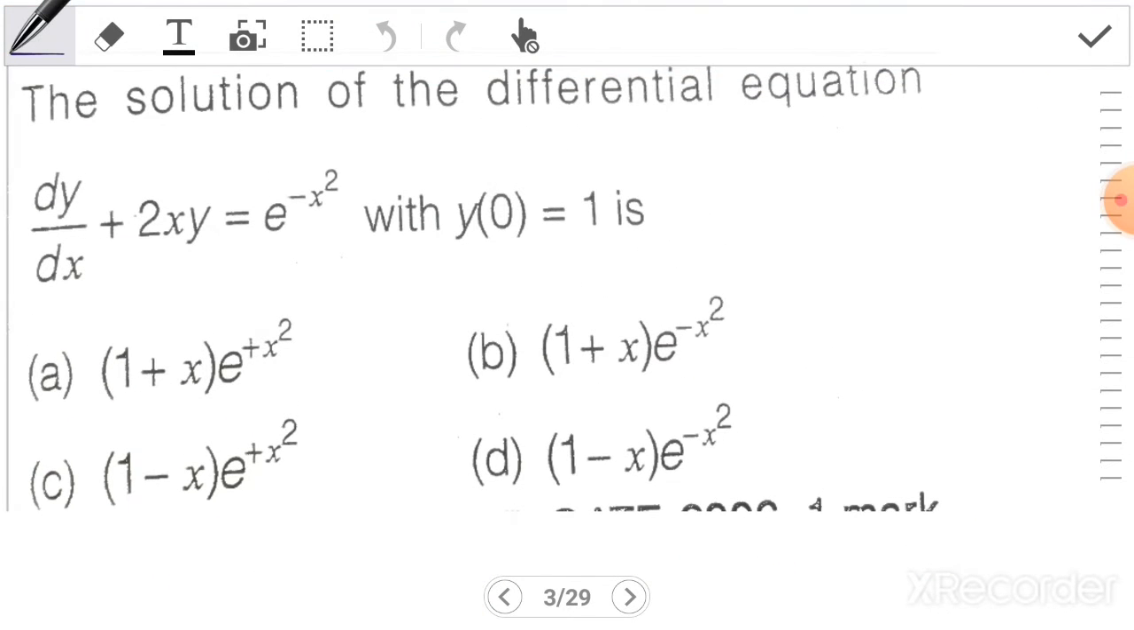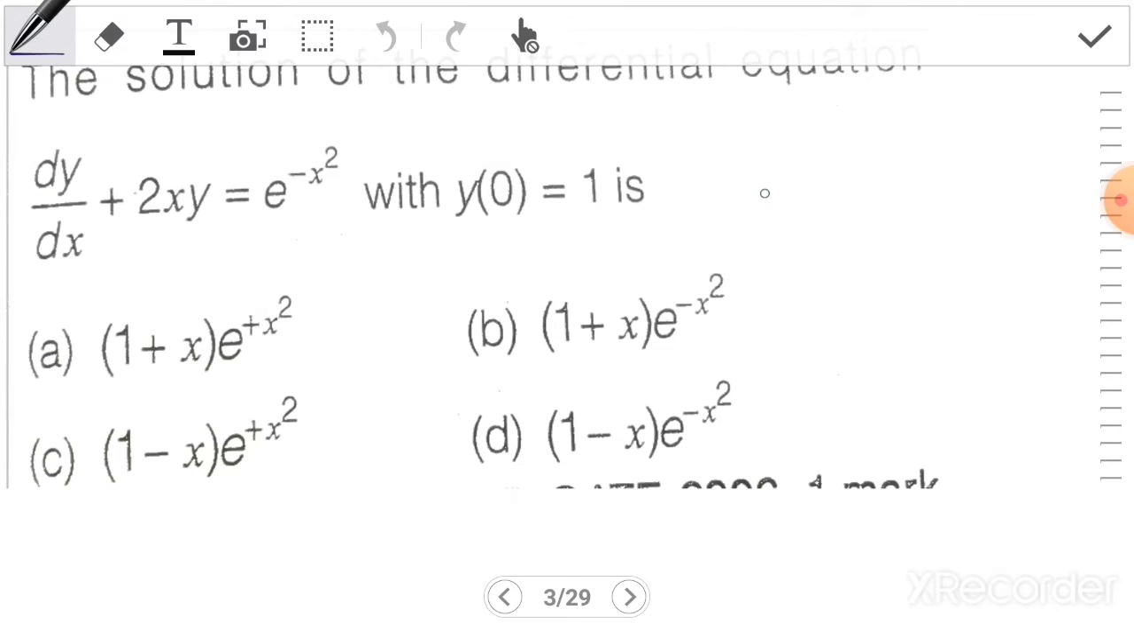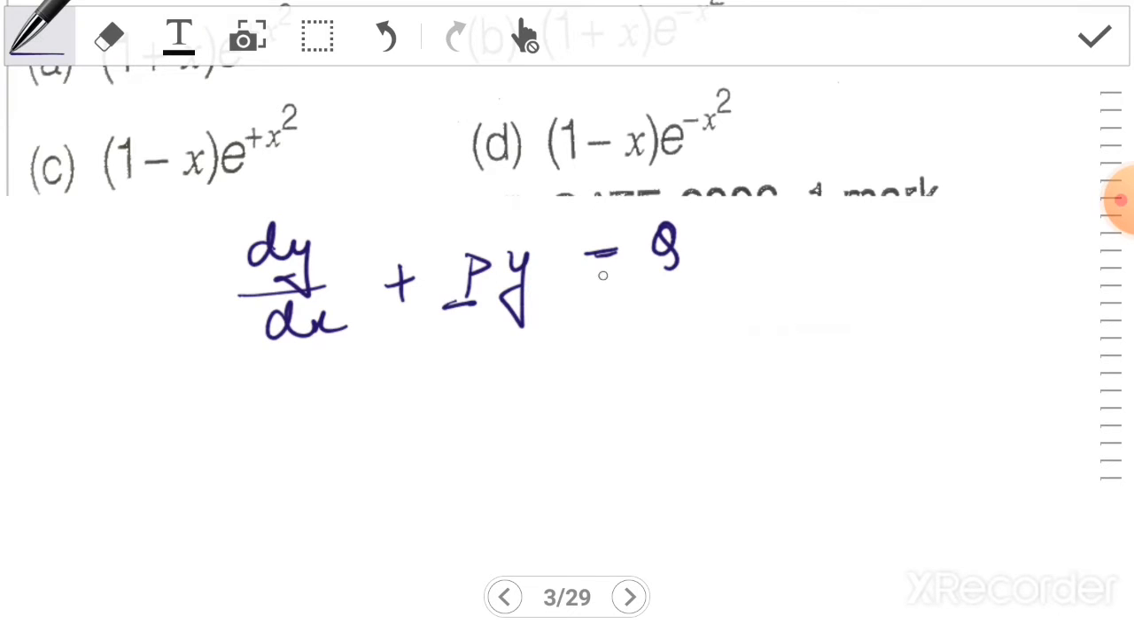The solution of the differential equation dy/dx plus 2xy is equal to e^(-x²), with y equal to 0 at x equal to 1, is. By inspection, we can say that this is a Leibniz linear equation, that is, a first order linear differential equation, in the form dy/dx plus p times y is equal to q, where p and q are arbitrary functions of x.